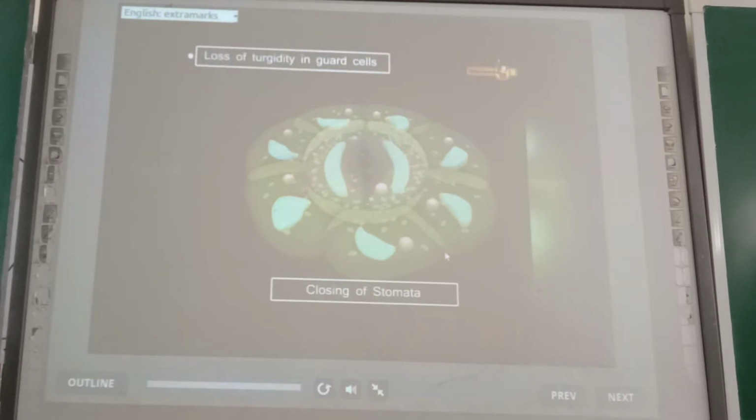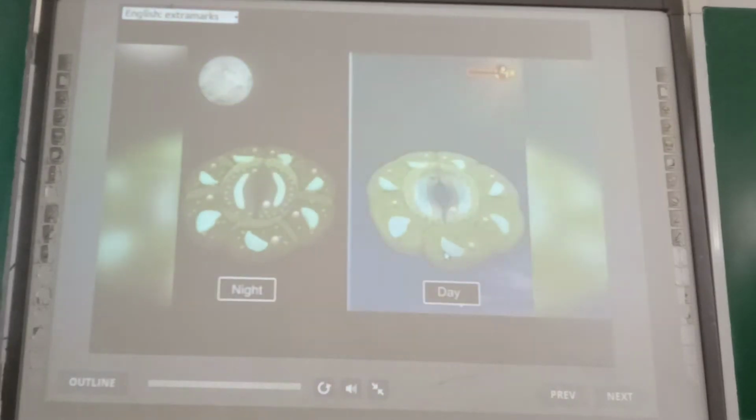Exit of water molecules from the guard cells causes them to shrink, and the stomatal pore closes. Stomata lead to loss of water, so plants close the stomata when carbon dioxide is not required for photosynthesis. Stomata even get closed during night when the process of photosynthesis stops and no gaseous exchange occurs.